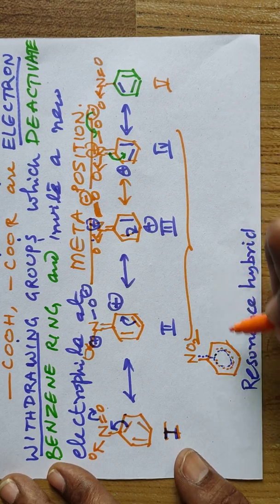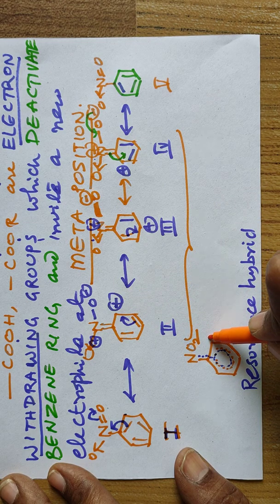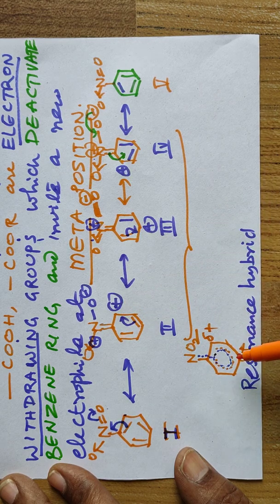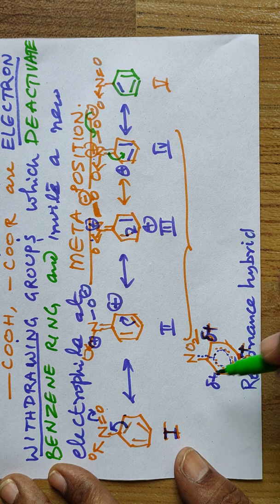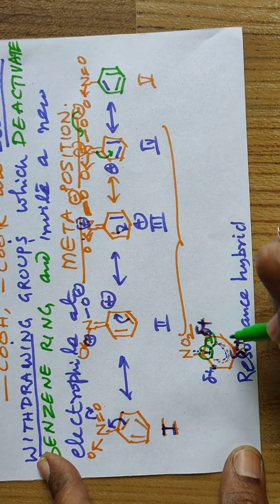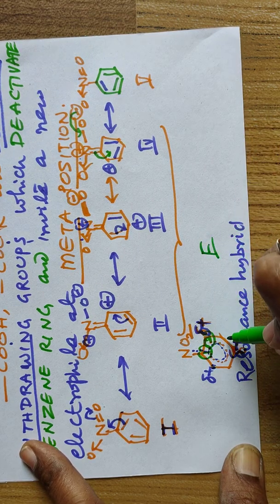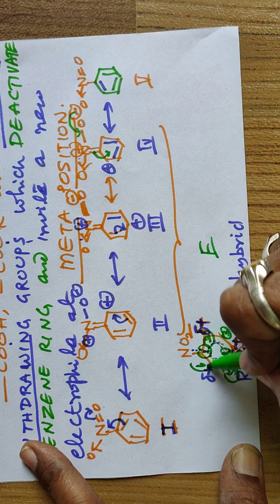In this resonance hybrid, where is the positive charge located? Yes, positive charge is located at the second position, at the fourth position, and at the sixth position. So this is number 1 carbon, number 2 carbon, right? Positive charge is located here. Therefore the electrophile wants to come. Yes, 1, 2, third position, fourth position, fifth position, and sixth position.